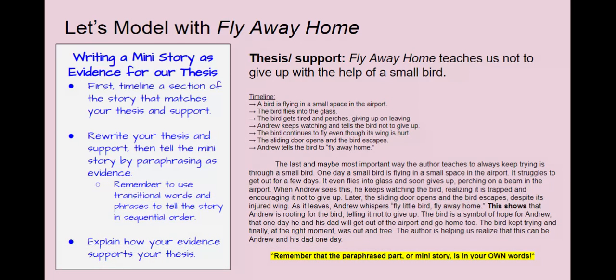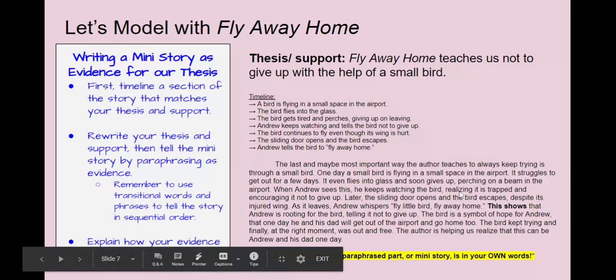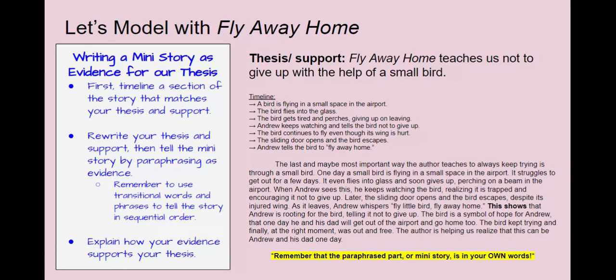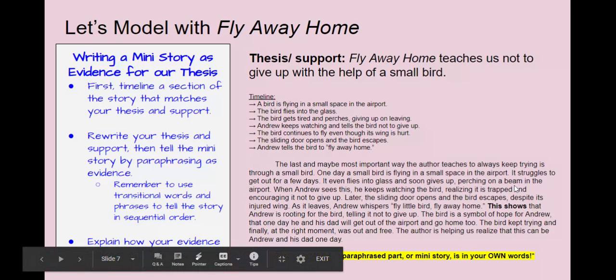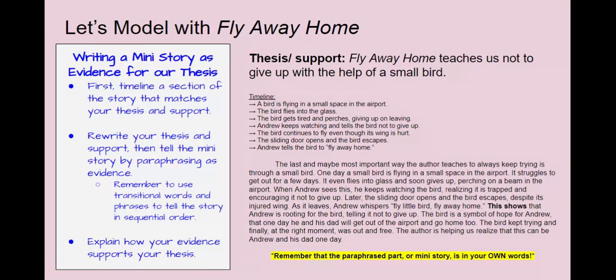All right, our final step now, like we do with any evidence, is to explain how it supports our thesis statement. So how does this paraphrased section support the thesis that the book teaches us to always keep trying? All right, so I use the term "this shows" to show that I'm going to explain now. This shows that Andrew is rooting for the bird, telling it not to give up. The bird is a symbol of hope for Andrew, that one day he and his dad will get out of the airport and go home too. The bird kept trying and finally, at the right moment, was out and free. The author is helping us realize that this can be Andrew and his dad one day.